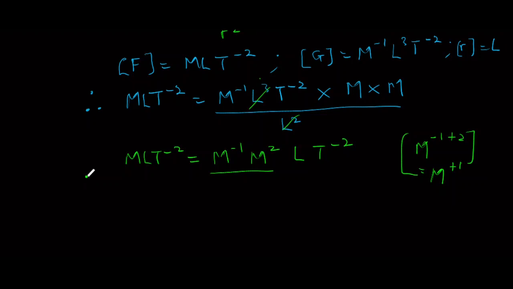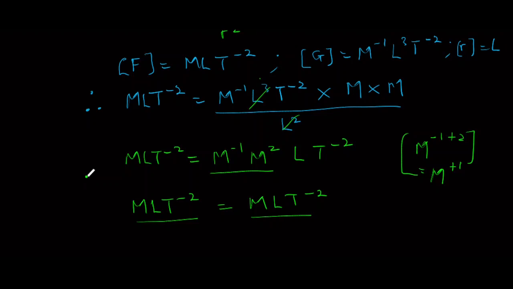So in that case, the left hand side is MLT raised to power minus 2, while the right hand side, since we have simplified this, we are obtaining m raised to power 1, then we have LT raised to power minus 2. As you can see, the right hand side is equal to the left hand side. That means that Newton's law of gravitation is dimensionally consistent and is dimensionally correct. Therefore, the principle of dimensional homogeneity is valid for Newton's law of gravitation.